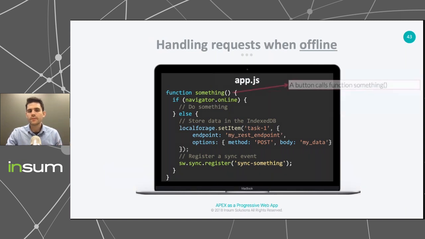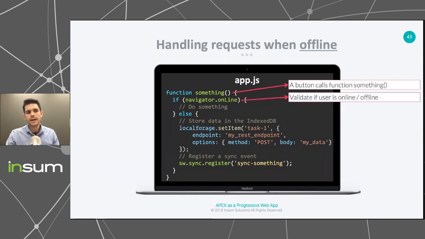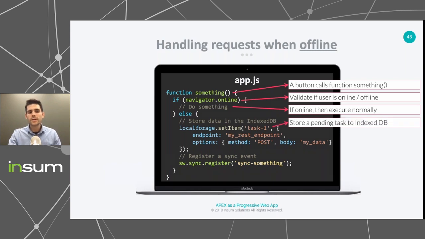Let's look at this code. Let's just say that our app has a button somewhere that calls this function something. And immediately what I want to do is validate. I want to know if the user is actually online or offline. If the user is online, then let's just execute the code normally directly to the server, no problem. But if the user is offline, then what we want to do is store a new pending task to the IndexedDB.